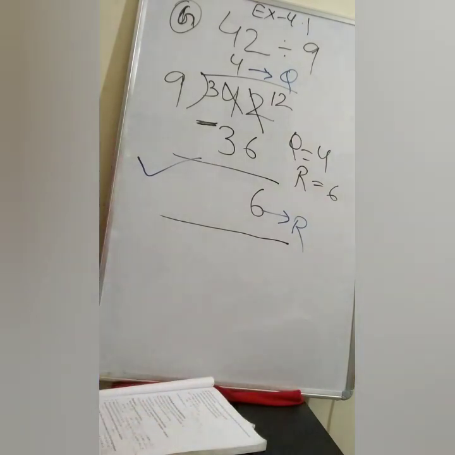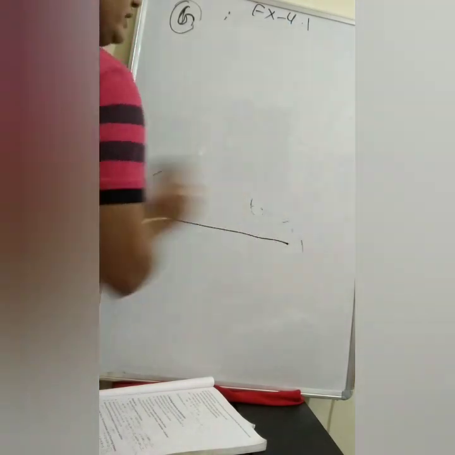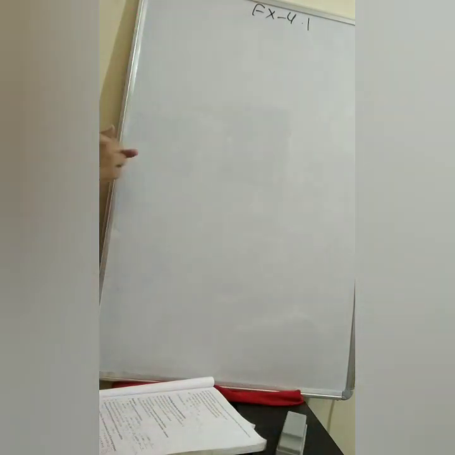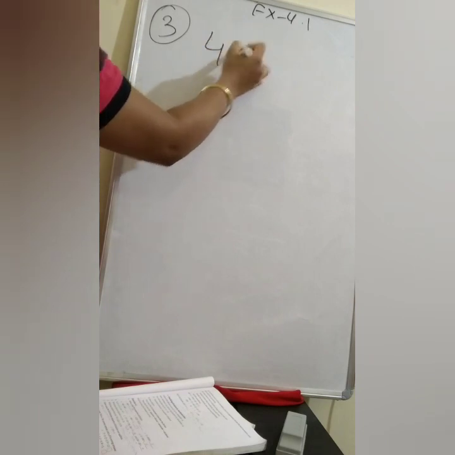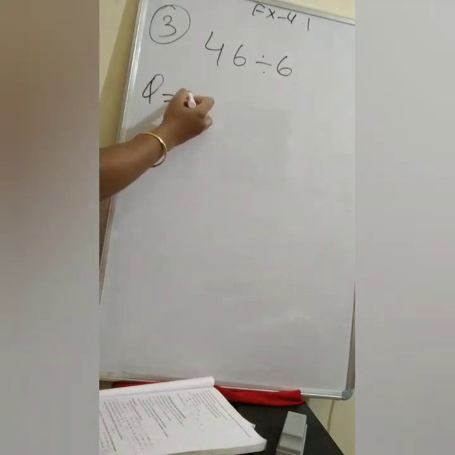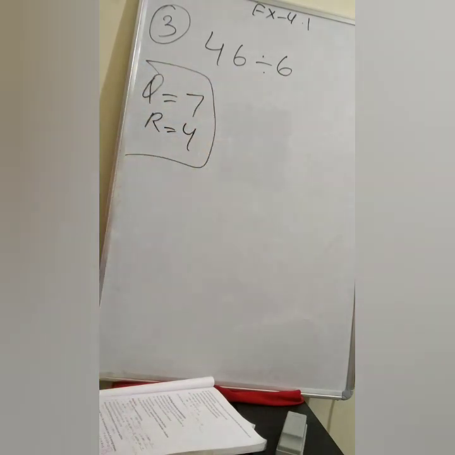One more question, I'll just solve it. All the notes I will give you, children, don't worry, but I just want you to understand the concept. Let's see the third one, that is 46 divided by 6. They have given that the quotient is 7 and the remainder is 4. This they have already given. So let's check whether it is correct or not.